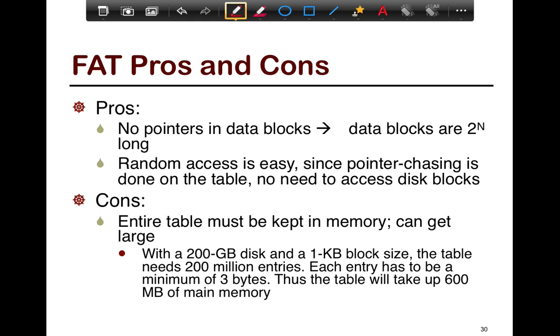The big pros for FAT are that there are no pointers in the data blocks. Data blocks are all uniform in size. Random access is easy since the pointer chasing is done on the table, which is in memory, which supports random access. There's no need to access the disk blocks themselves. The con is that the entire table must be kept in memory, and it can get large.